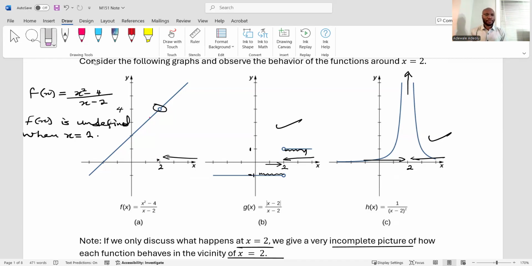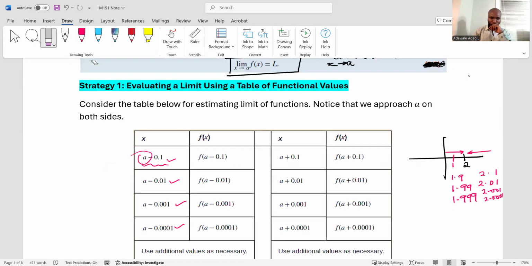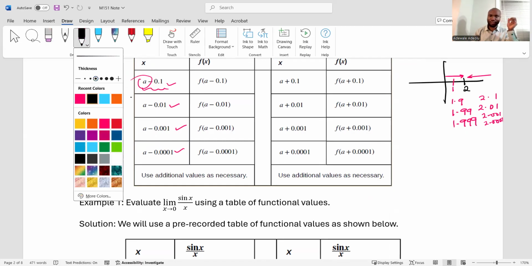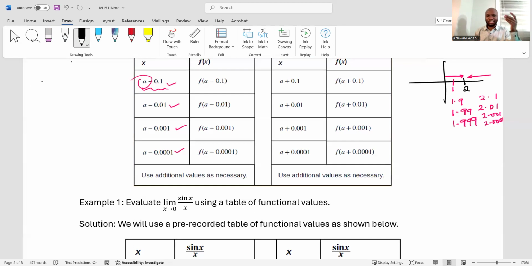All right. So the same thing on the other side, we will add 0.1, 0.01, 0.001. You can keep going, but even with this, you should be able to see some pattern where it is trying to get to.